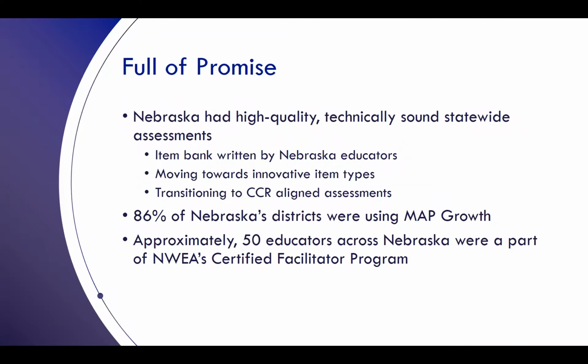It caused some confusion. But there was still a lot of promise, I would argue, at the time, because Nebraska had a high quality, technically sound statewide assessment. We had an item bank that was written by Nebraska educators. We had new item types that we were working towards and adding at the time. And at this point, we were transitioning to the college and career ready aligned assessments. At the same time, 86% of the Nebraska districts were already using MAP Growth in some form, and additional districts were already moving towards adding MAP Growth in their own districts at the time of the awarding of the contract.